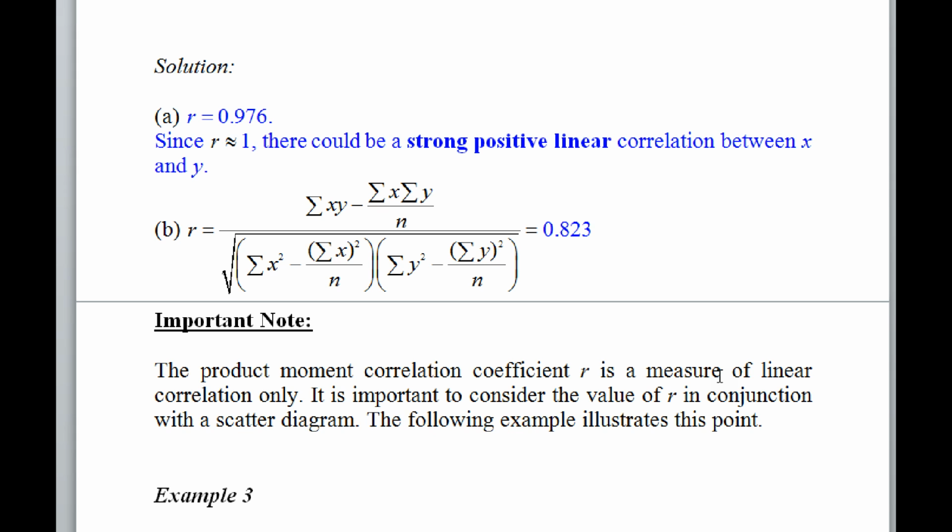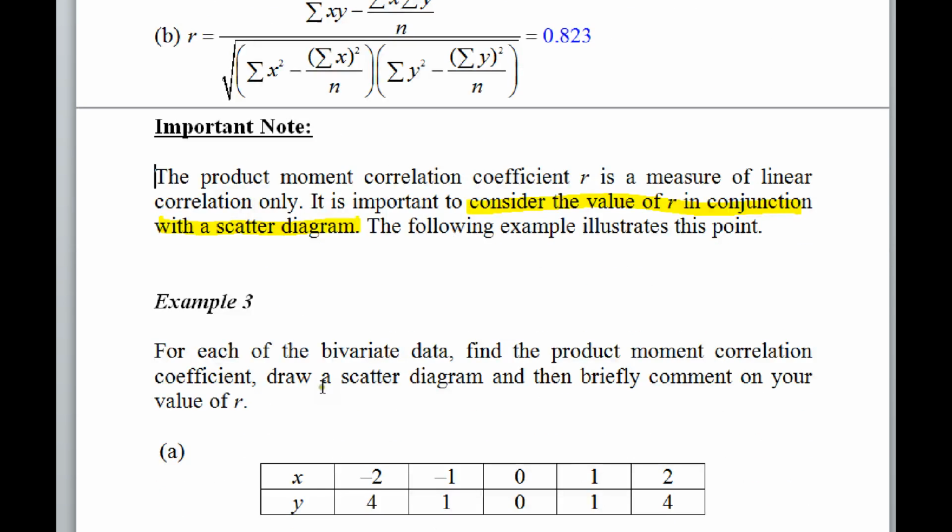Okay, this is important. I cannot stress enough, this is really important. You should not just be happy if R is 0.926 or 0.962. You have to consider the value of R together with a scatter diagram. Why do I say that? Let's see the following example.